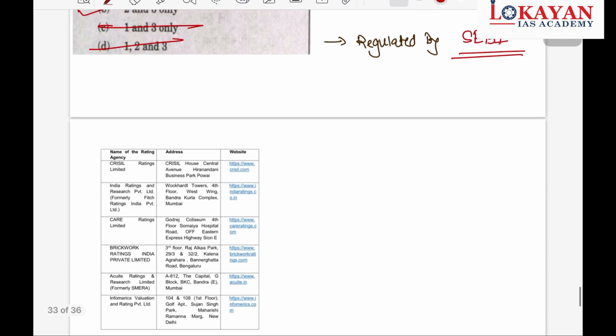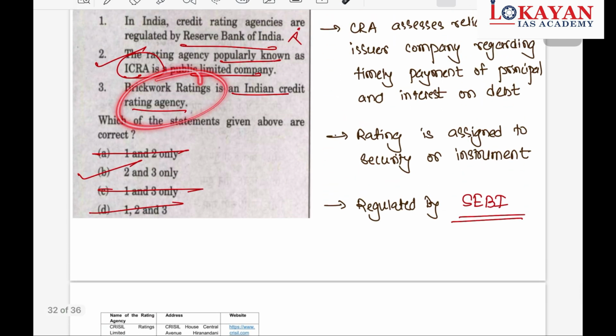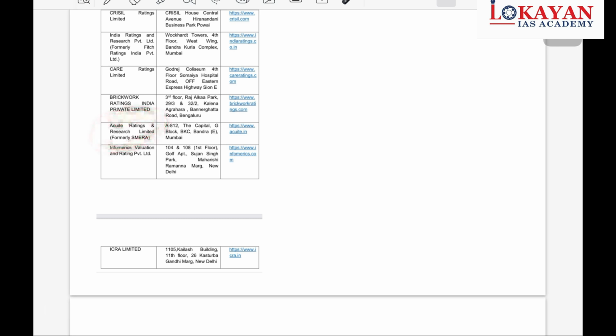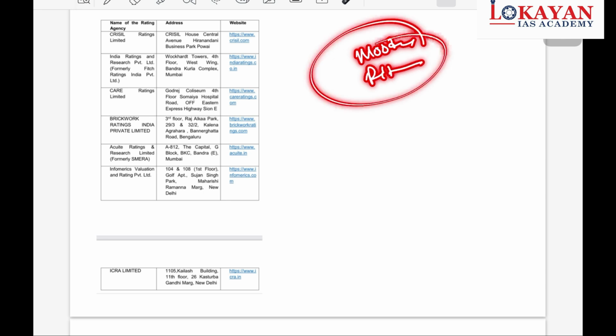So let's see the list of credit rating agencies. Here is a list. The first one is CRISIL, which is in Mumbai. Then India Rating Research Private Limited, which is also in Mumbai. Then CARE, also in Mumbai. Then Brickwork, which is in Bangalore, as we just saw. Then Acuite Rating, Mumbai. Informerics Valuation Limited, Delhi, and ICRA Limited in Delhi. So these are the 7 credit rating agencies, and you may know the global credit rating agencies like Moody's, Fitch, etc.